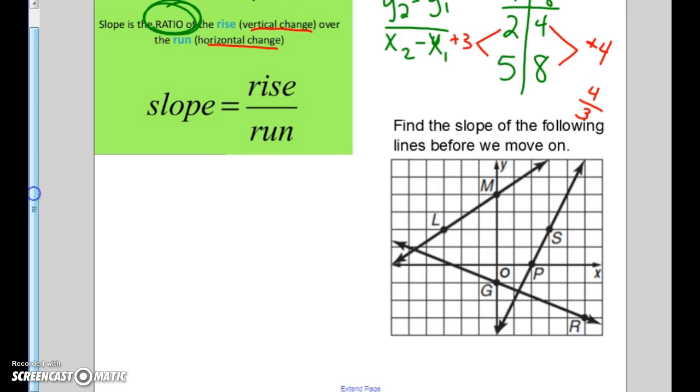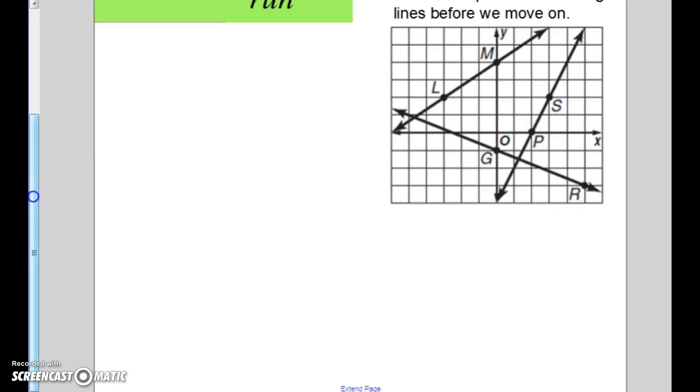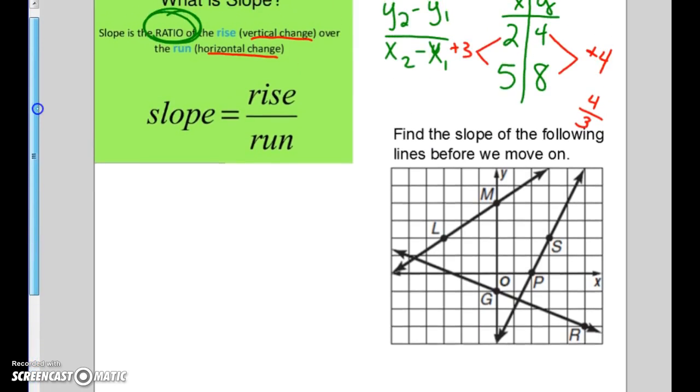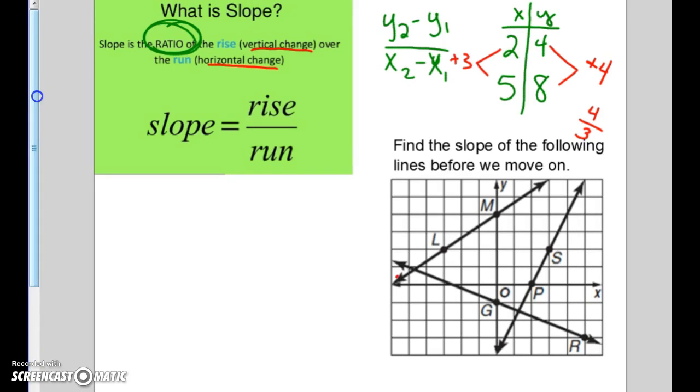I want us to first take a look down here at these lines. Sorry, I didn't mean to skip that far. This line right here, is it a positive slope or a negative slope? A positive. And then just like what we've been doing, how do I get from L to M? How many do I have to go up? Up 2 and over 3. So this would be a positive 2 over 3.